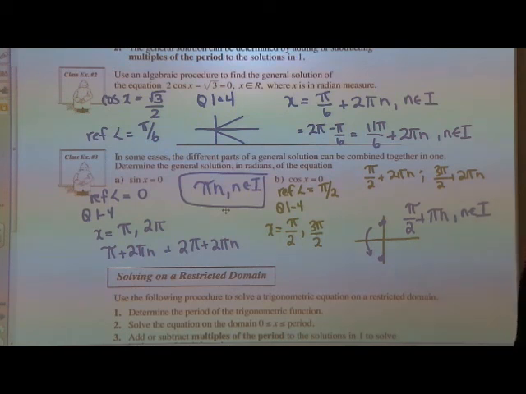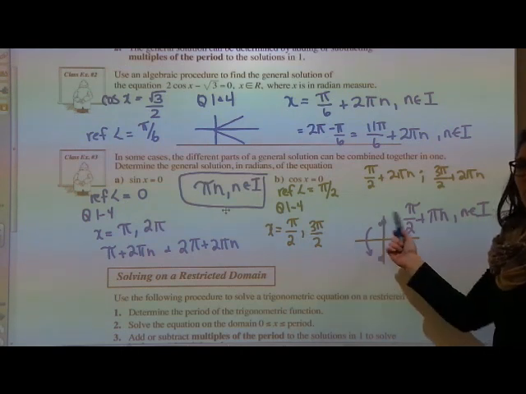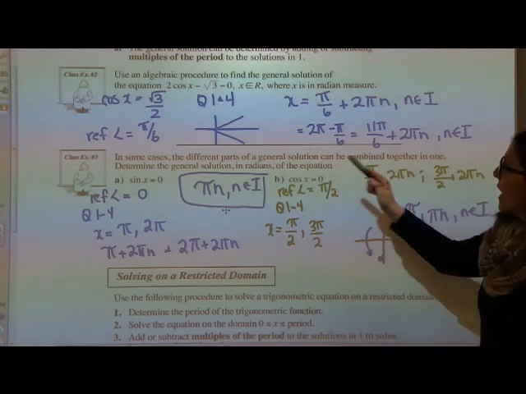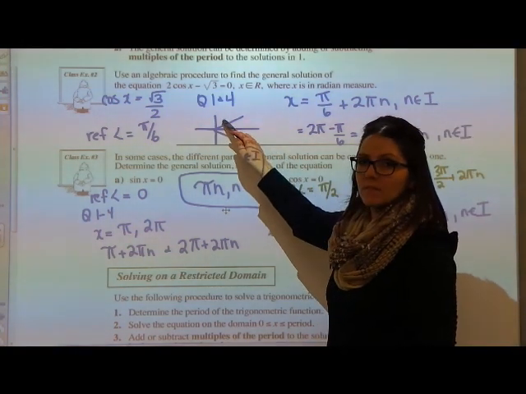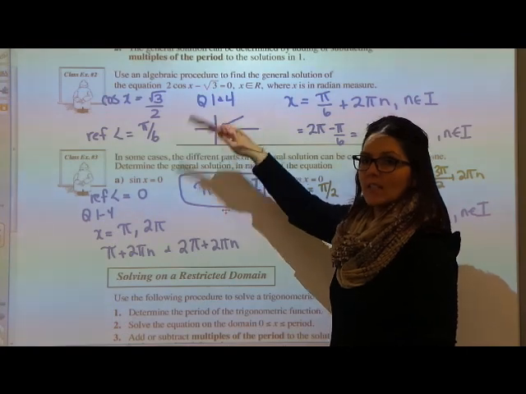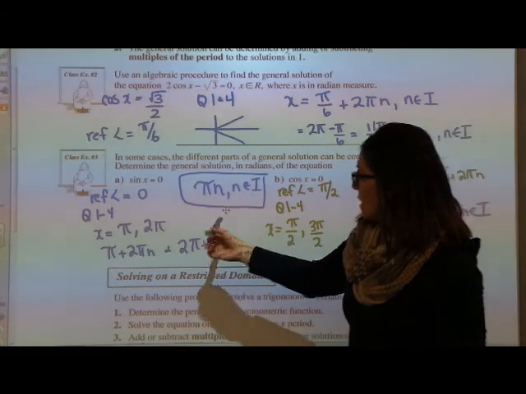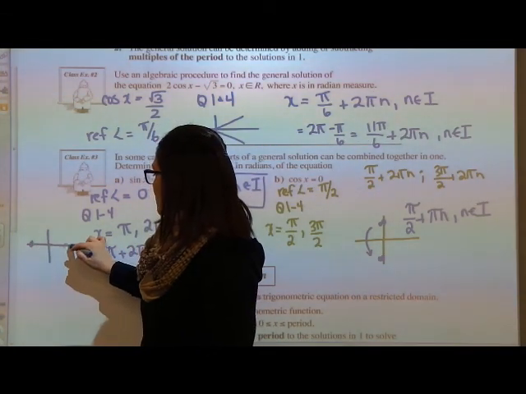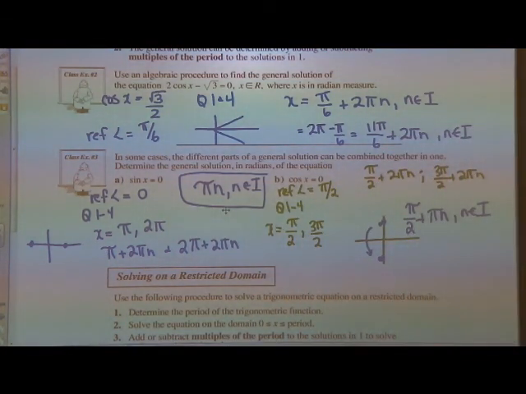So when can I combine my general solutions? I can combine my general solutions when they differ by something like pi. If I look up at this one right here, they don't differ by pi. So it's not as easy, and you can't combine the two solutions. This one right here, I have pi and 2 pi. They differ by pi, so I can just keep adding multiples of pi.